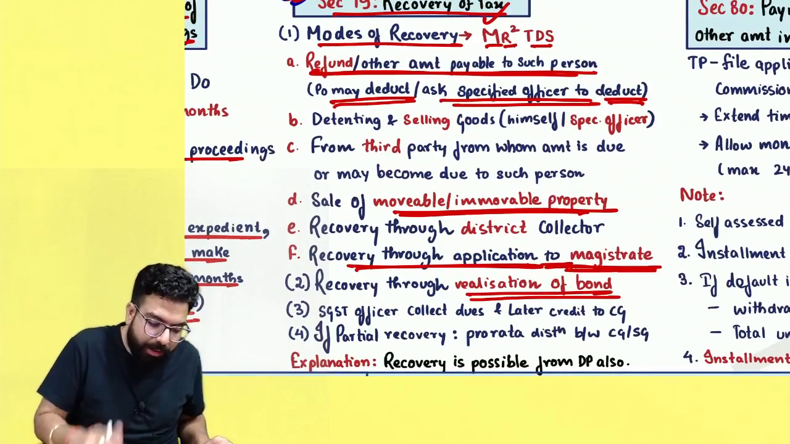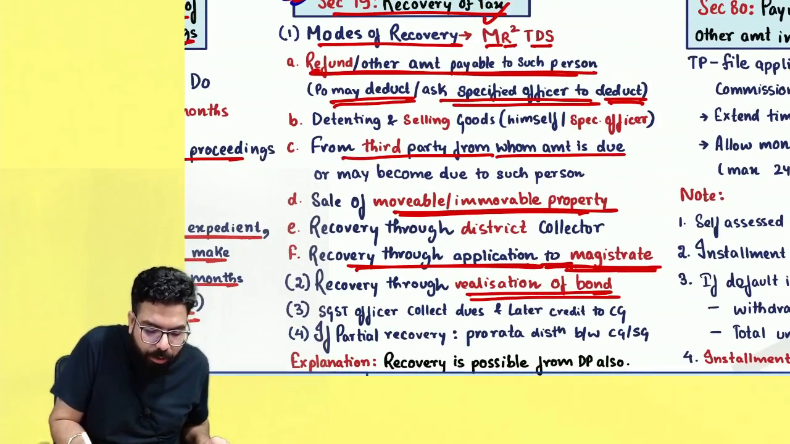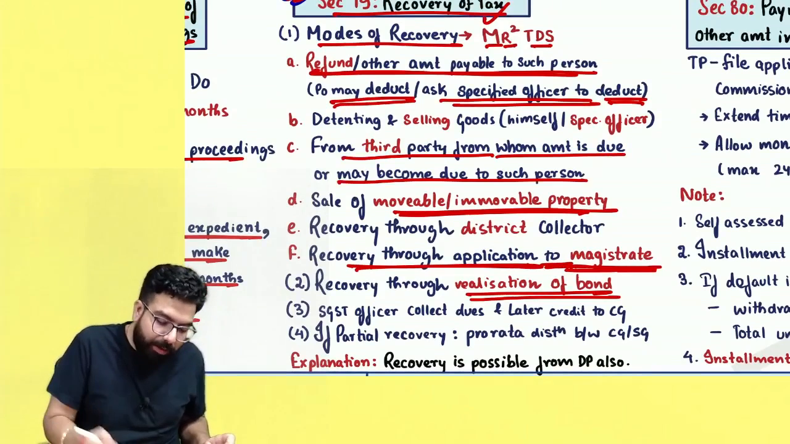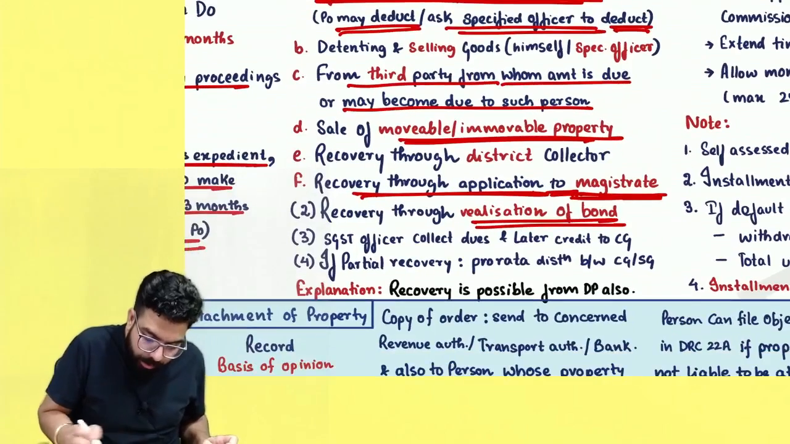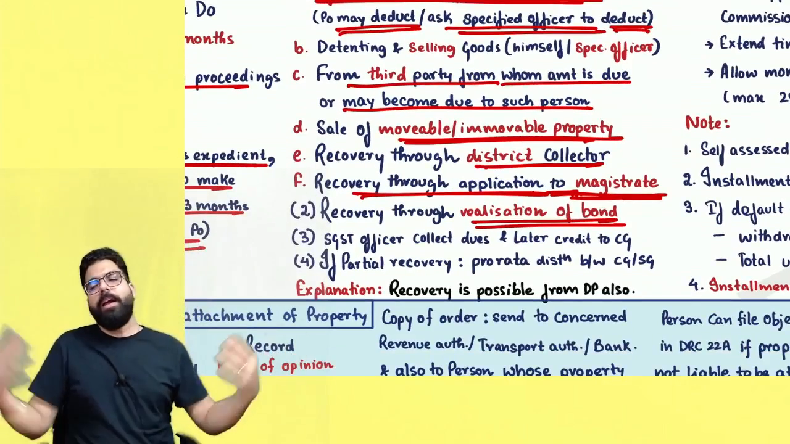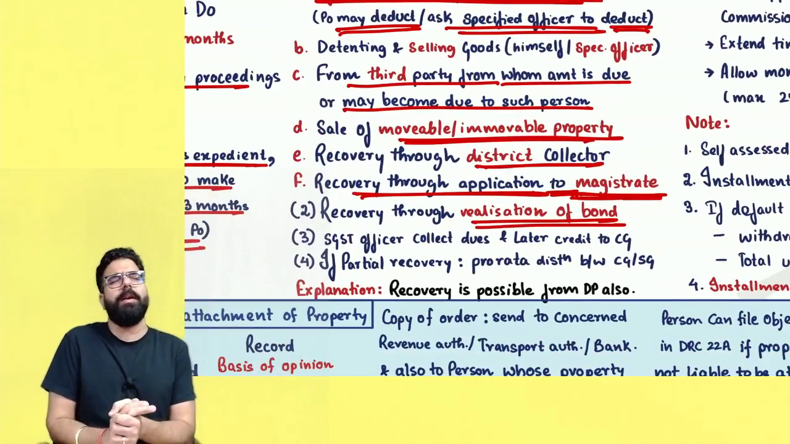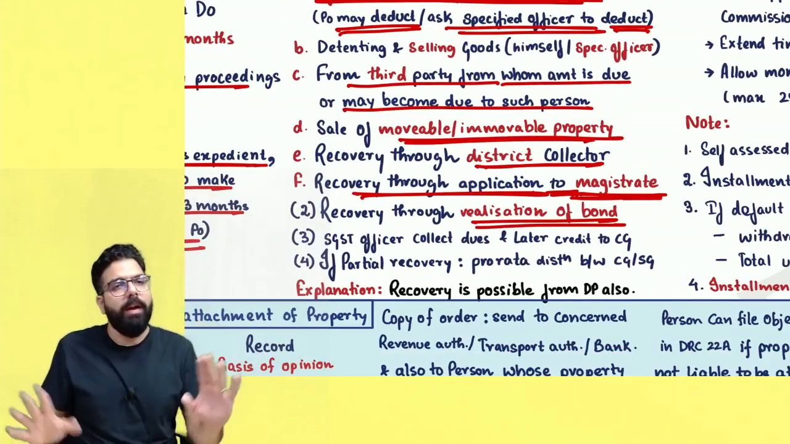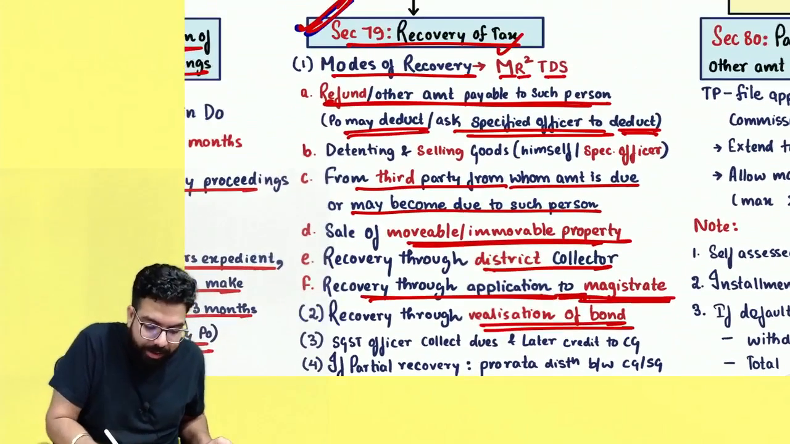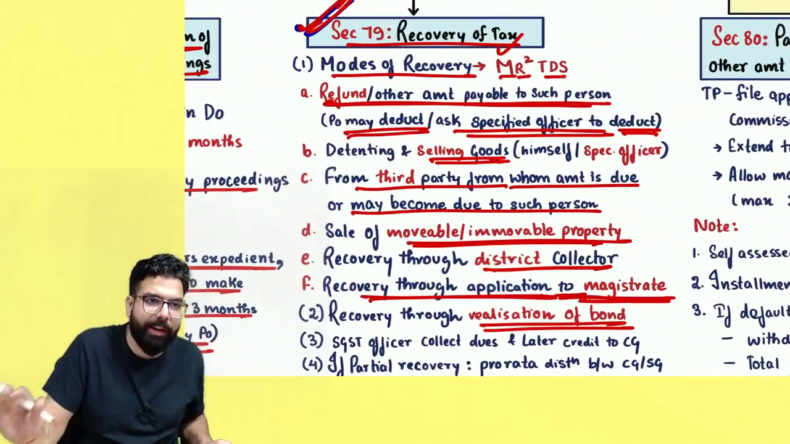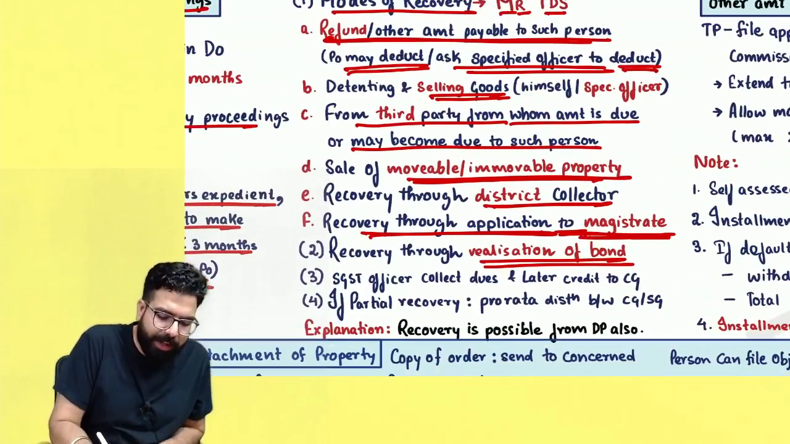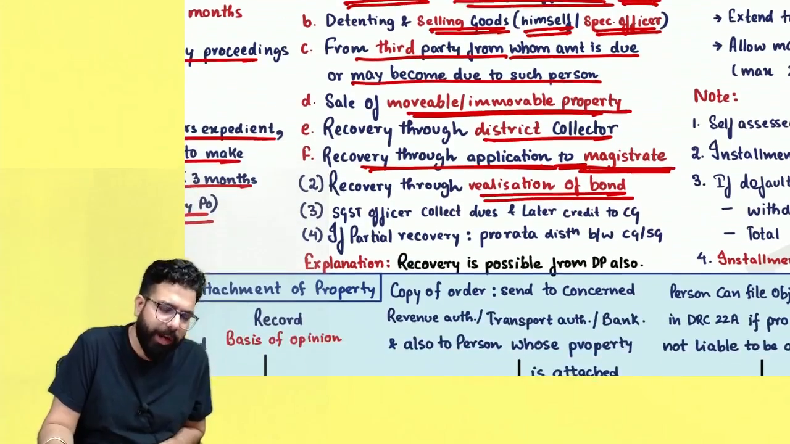The next one is T for third party. They can go ahead and recover the amount from whom the amount is due or may become due. Then D, sir, for district collector. The officer can tell the district collector; he will make a certificate and give it to the district collector. District collectors have immense power, and now they will go ahead and do the recovery from you. The next one is S for selling of goods. They can detain and sell your goods and recover the amount. Either the proper officer himself can do it, or he can ask a specified officer to do it.